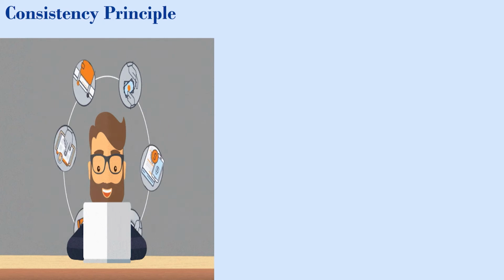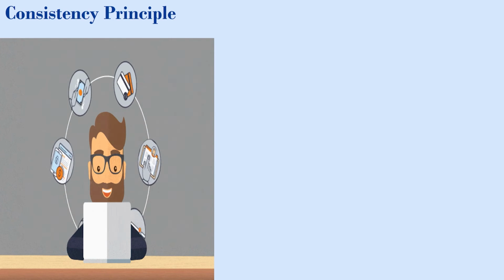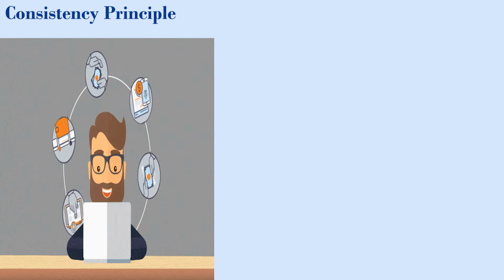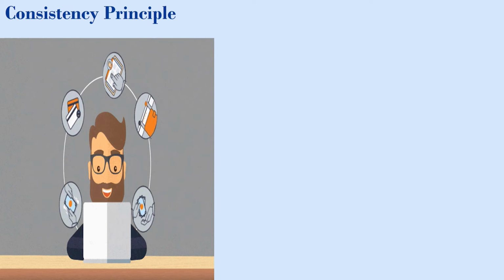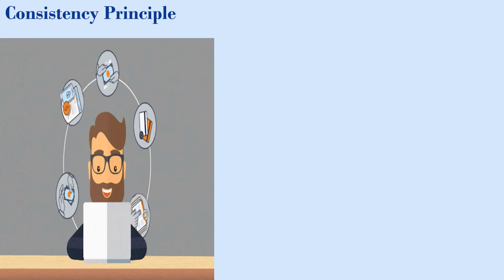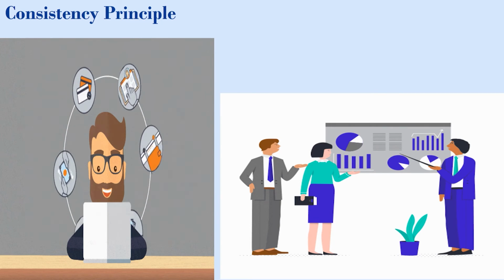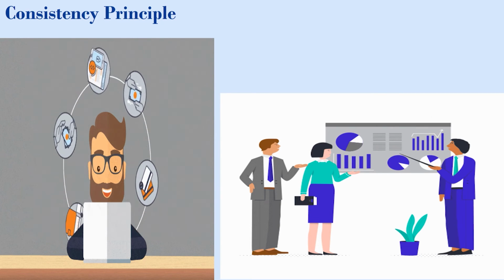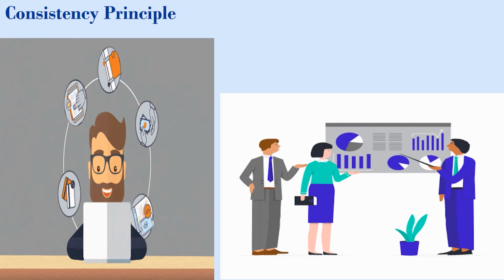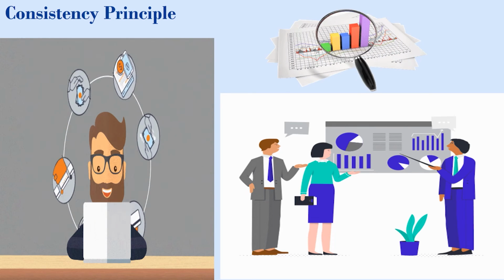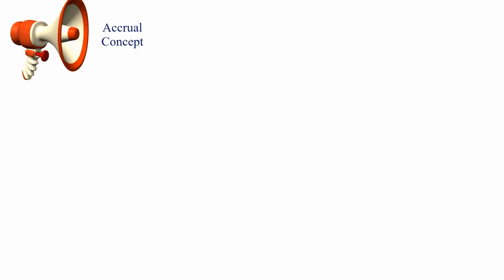Consistency principle requires all accounting principles and assumptions to be applied consistently from one period to the next. This ensures that financial statements are comparable between periods and throughout the company's history. When we talk about the accrual concept of accounting, it follows the accrual principle.